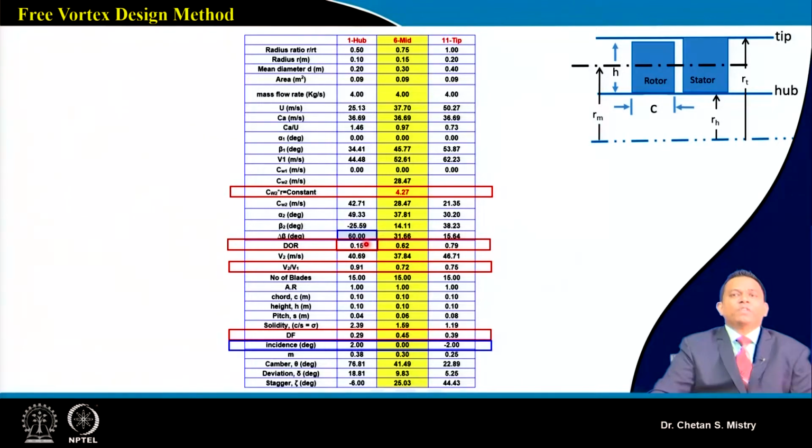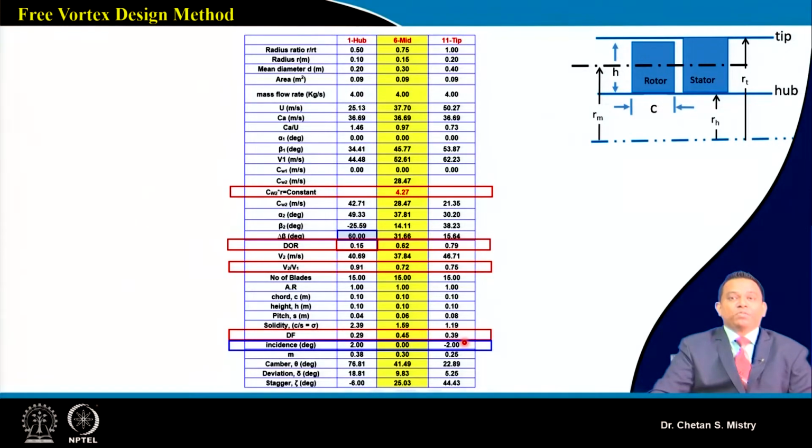And for other parameters, if we consider degree of reaction near the hub, that is in the range. We can say our relative velocity ratio is also in the range, coming greater than 0.72. And diffusion factor is in the range of maybe 0.45 at the mid station, and at the tip it is coming 0.39. And we have discussed our incidence angle at the hub, which we are taking as +2, and at the tip we are assuming it to be negative, or -2.